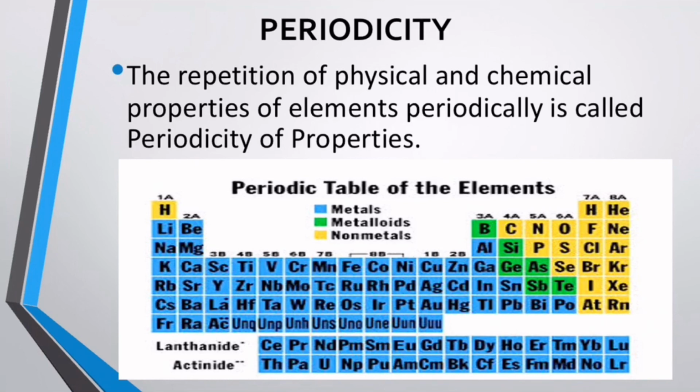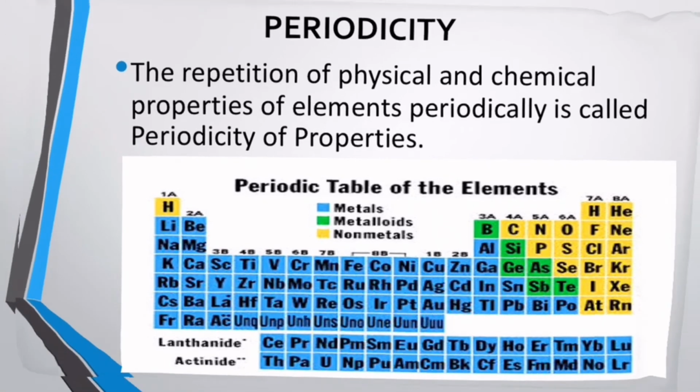So now we all know that in a periodic table elements are arranged accordingly to the increasing atomic numbers and what periodicity looks like in a periodic table.